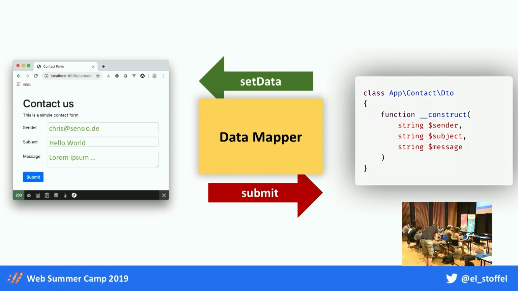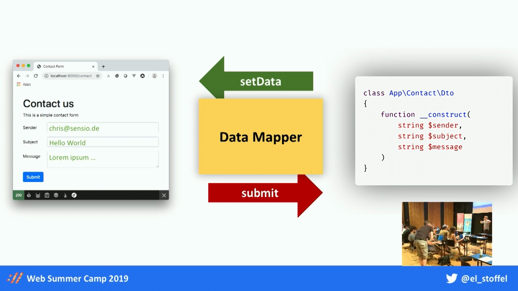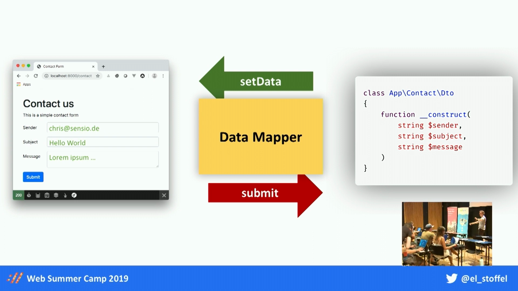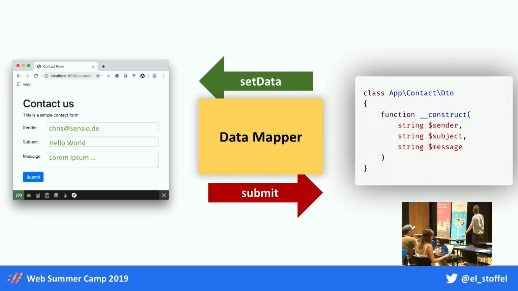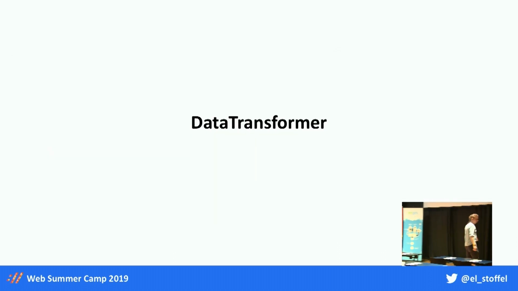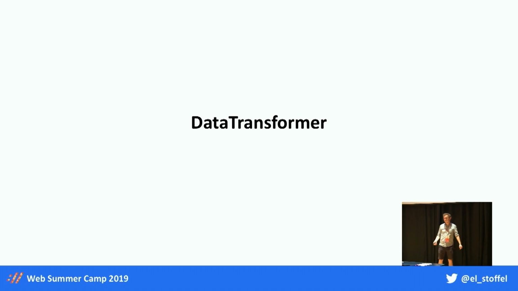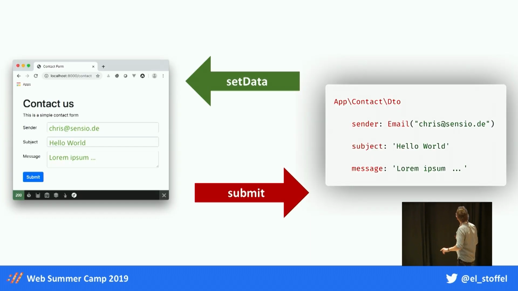So we had a look at data mappers. Data mappers are for controlling how the data flows from form to data and the other way. Next thing we are looking at is data transformer. Data transformer sounds, at first, quite similar, but it's more about this issue. Do you spot the difference?